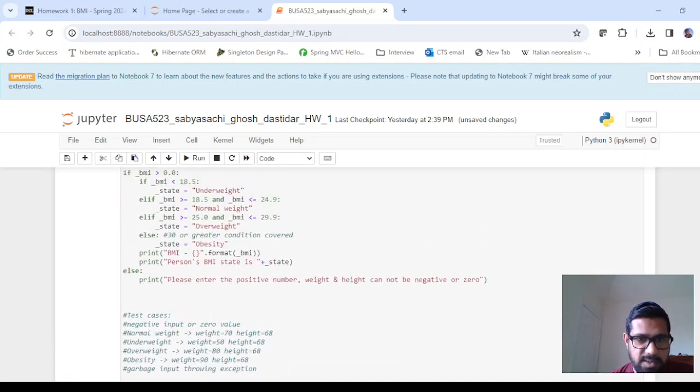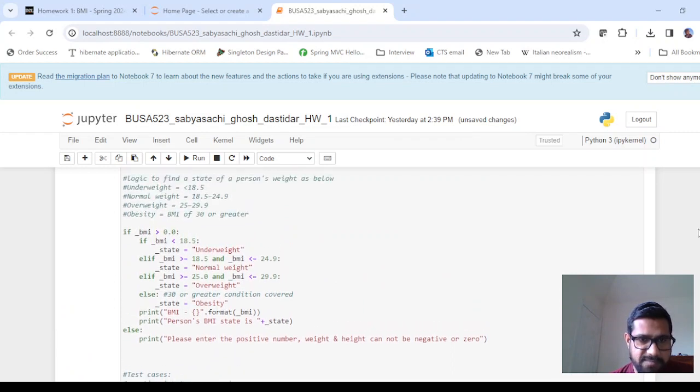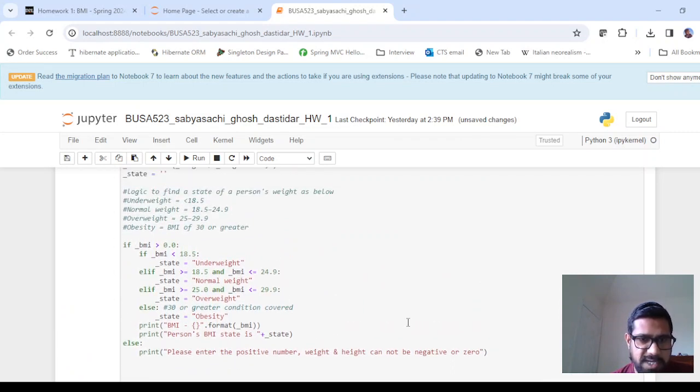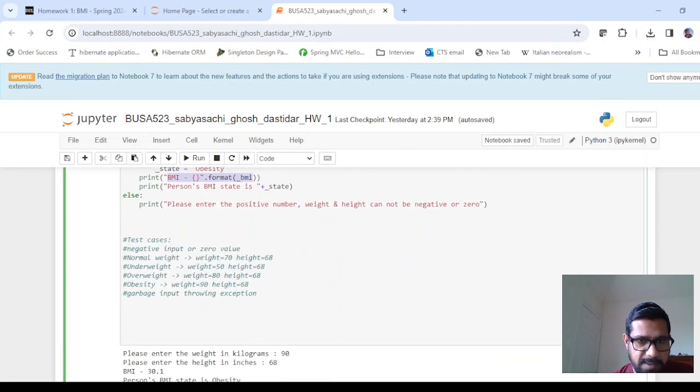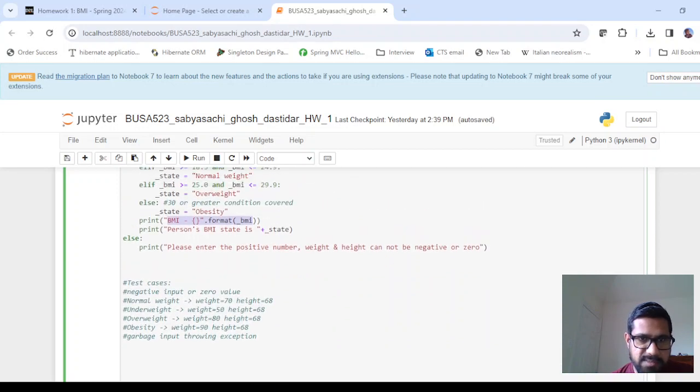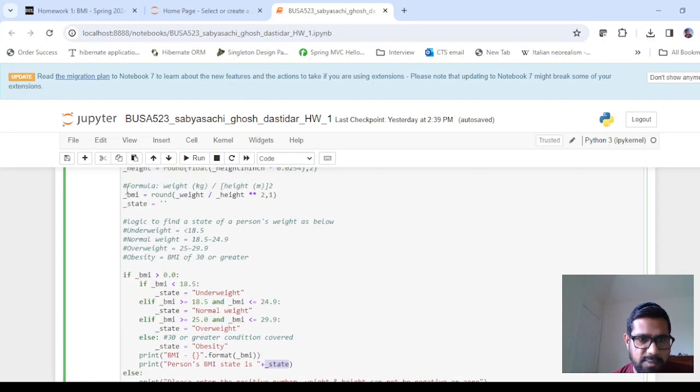Okay, so this is the logic we have created, and also the printing: I printed the BMI value with a particular format, and I used the format function to print the value, and also the state. To define the state, I already defined a blank value over here, and in the if else logic I only assign the value over here.